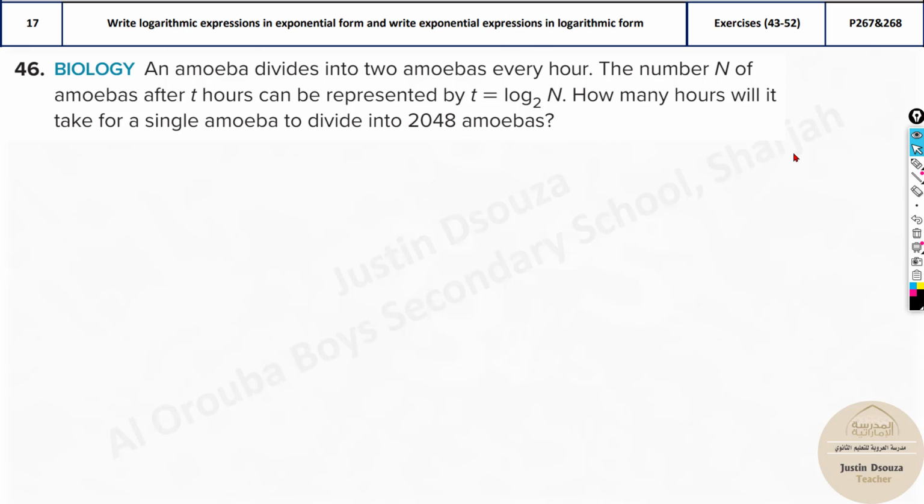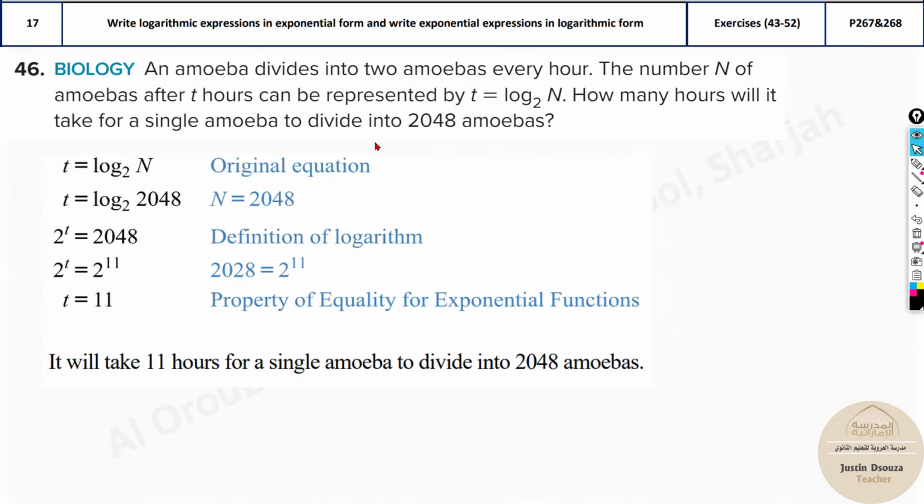Now, this one is related to exponent and log function. Here they have given the equation. So let's use that equation over here. And then they have also told how much it will be divided. What is this n? Number of amoebas, right? How much is it dividing into? 2048. So this is the answer. Now all you need to do is convert this. Take this 2 to the other side. It becomes 2 to the power t and this remains.